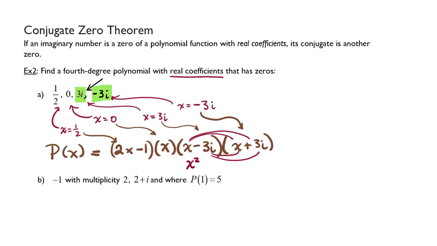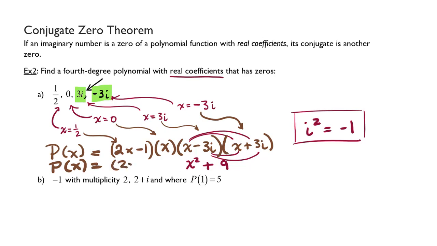Now remember, negative 9i squared will simplify to just plus 9, because an i squared is equivalent to negative 1. So this is just a little thing from a previous math class that you need to remember. So my final p of x statement will be p of x is equal to 2x minus 1 times x squared plus 9.